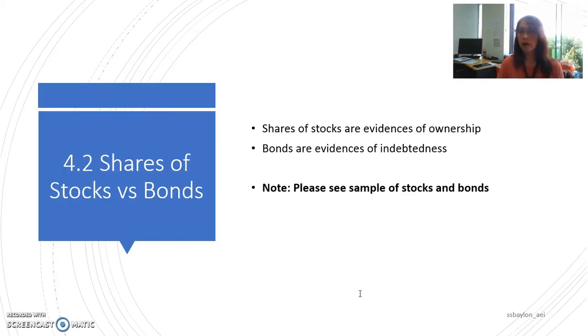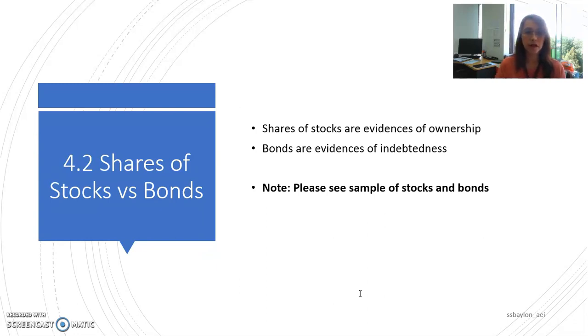Now, we're done with the 4.1 topic. We go to 4.2. 4.2 will be talking about stocks and bonds. We'll just have a little distinction between a stock and a bond. When you say stocks, these are evidences of ownership, something that you own. And bonds are evidences of indebtedness, so these are your liabilities.